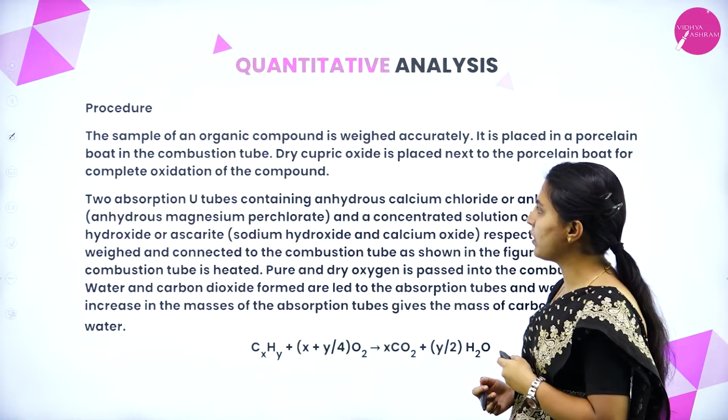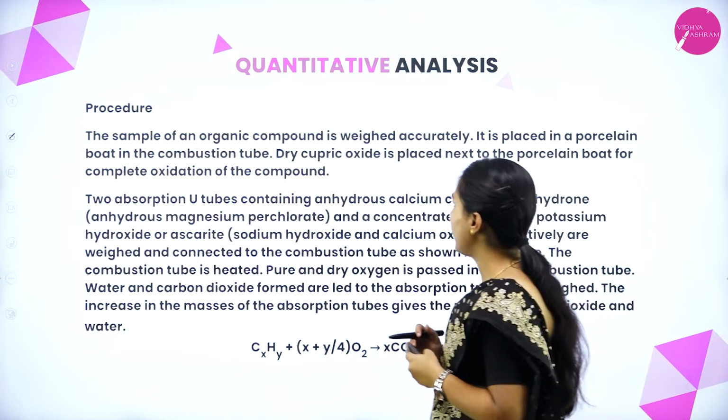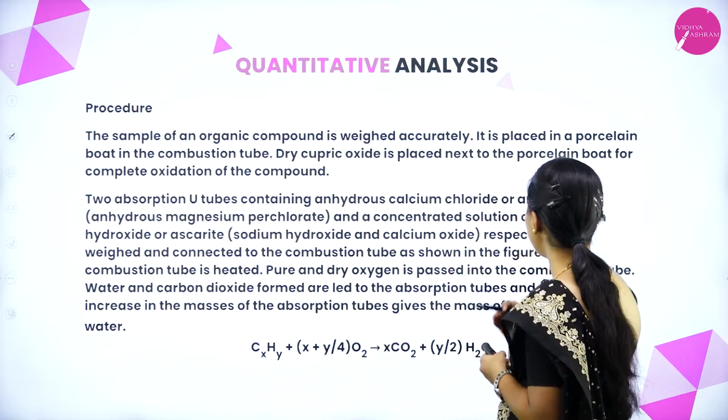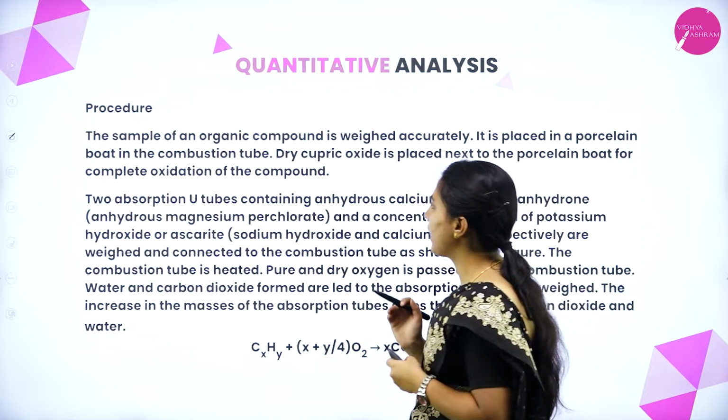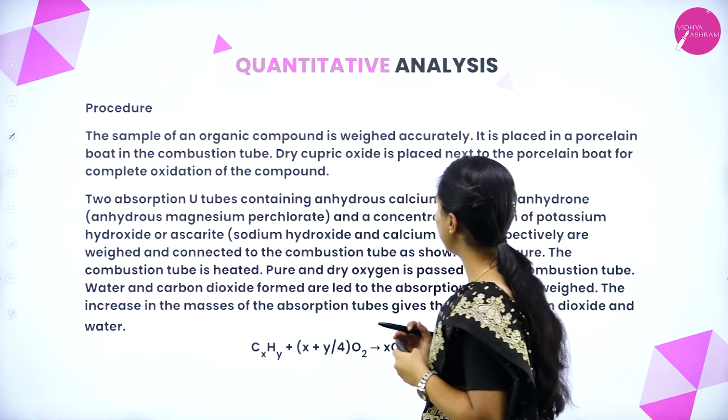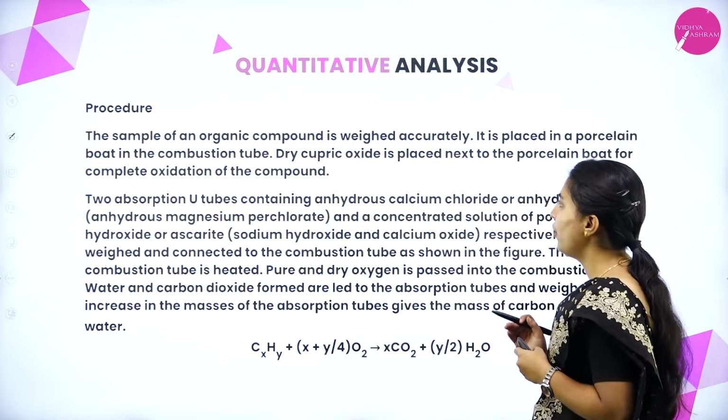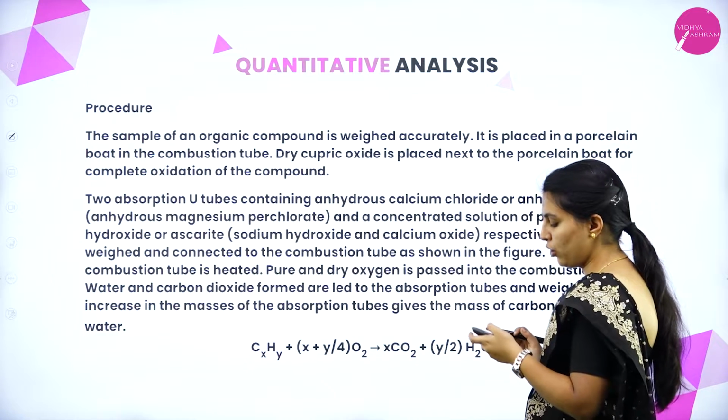Now we will see the procedure. The sample of an organic compound is weighed accurately. It is placed in a porcelain boat in the combustion tube. Dry cupric oxide is placed next to the porcelain boat for the complete oxidation of the compound.